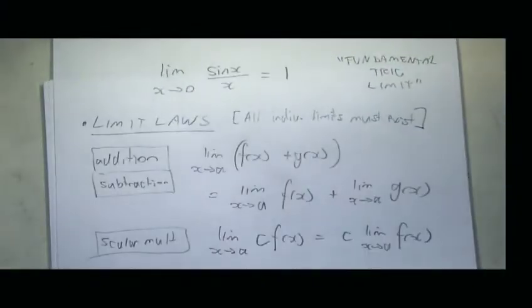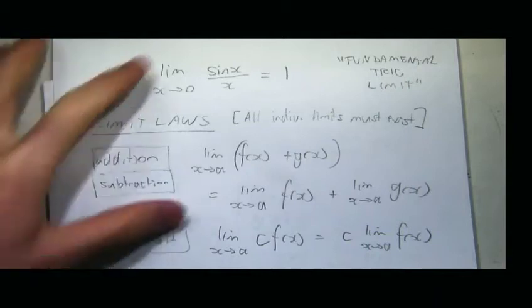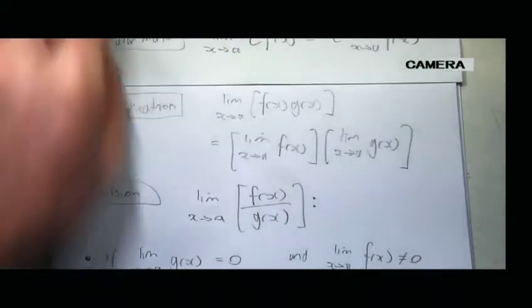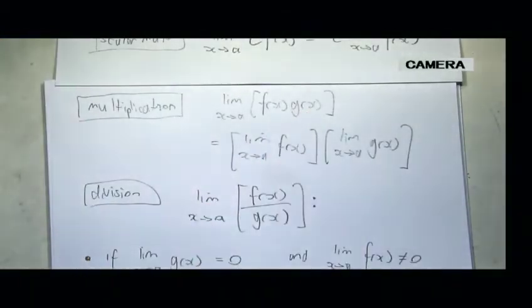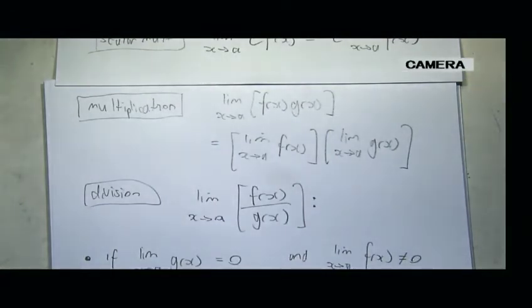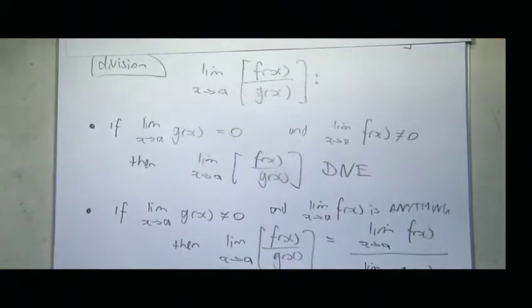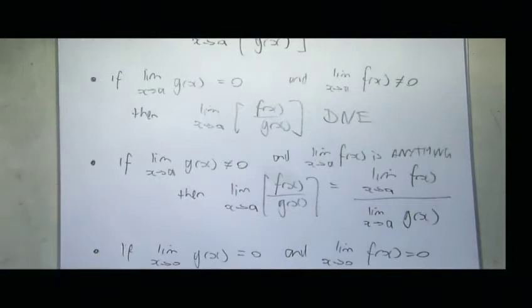Addition and subtraction, you can expand your limits out over it as long as both the limits exist. Scalar multiplication, you can bring the scalar out as long as the limit exists. Multiplication, you can bring the limits inside as long as both limits exist. Division, if the bottom is 0 and the top doesn't exist... If the bottom's not 0, then just do it. You just expand it out.